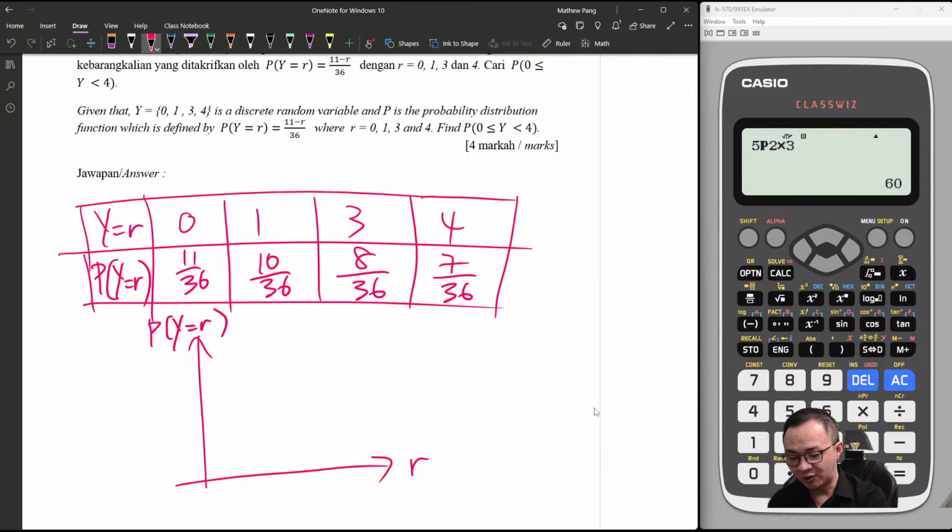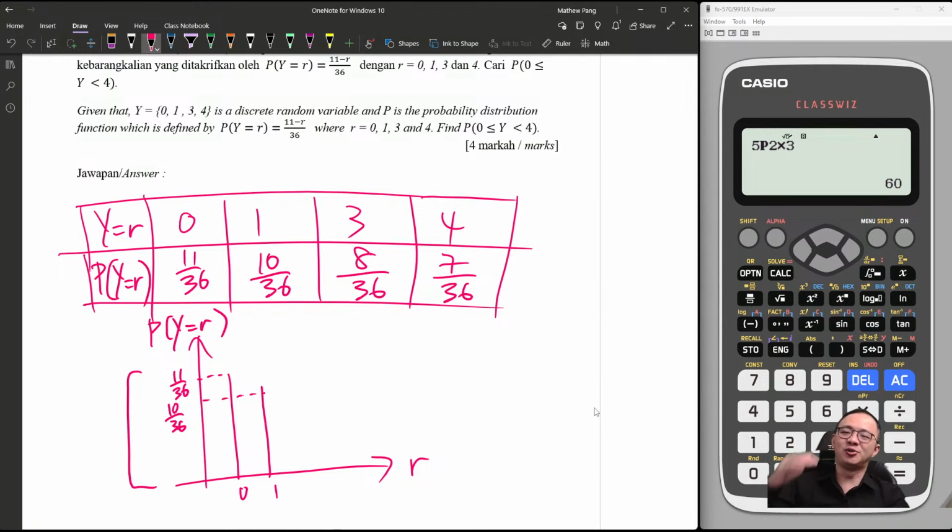Okay, this one is the longest. When it's 0, I will have 11 over 36. When it's 1, I will be 10 over 36. Of course, the scale here, you adjust yourself. I mean, in the exam, you just do 1 over 36, 2 over 36, 3 over 36, 4 over 36, up to 11 over 36. Cool? But here, I'm so lazy to do that, so you do it yourself, okay?